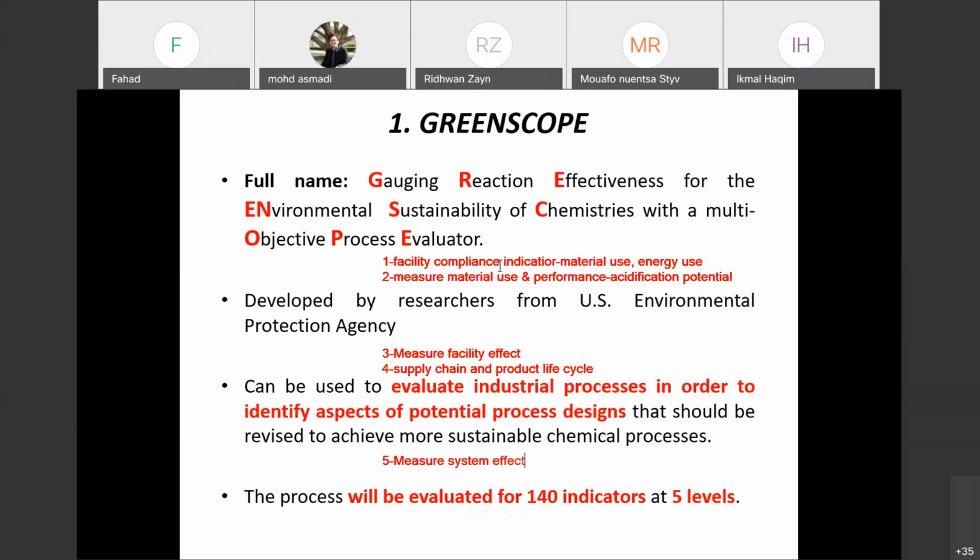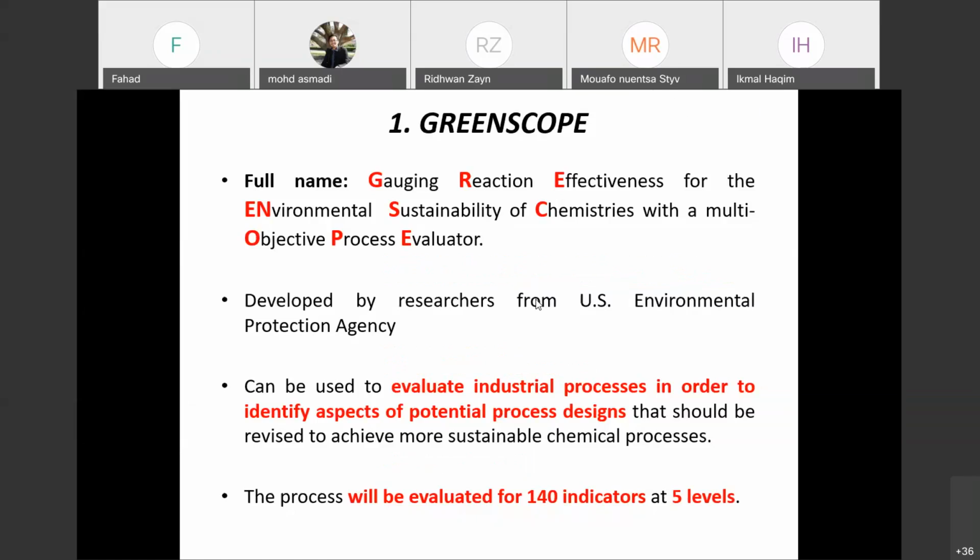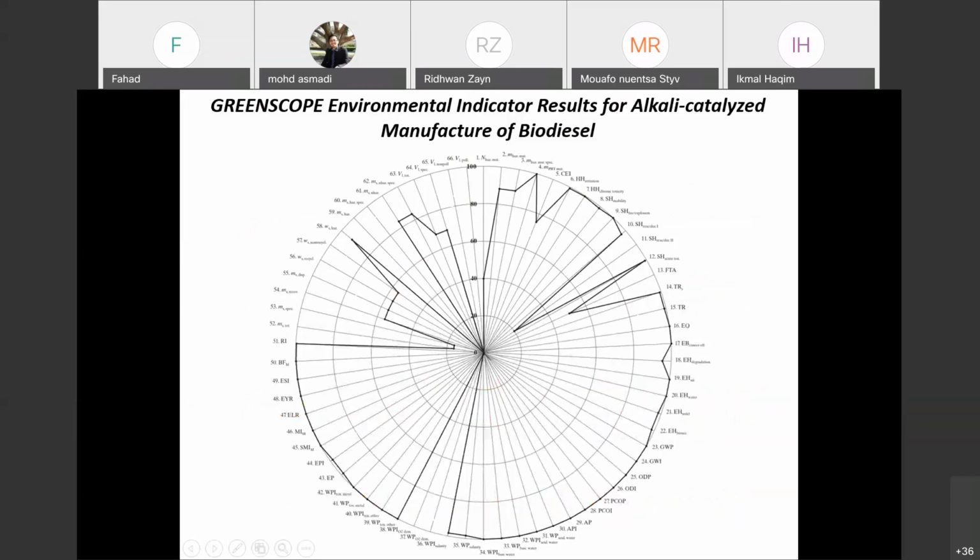Once you evaluate all these 5 criteria, we will present the results in a general form, something like a web spider. Generally, we present the sustainability score as a percentage. 100% is the best sustainability, while 0% is the worst score for sustainability.